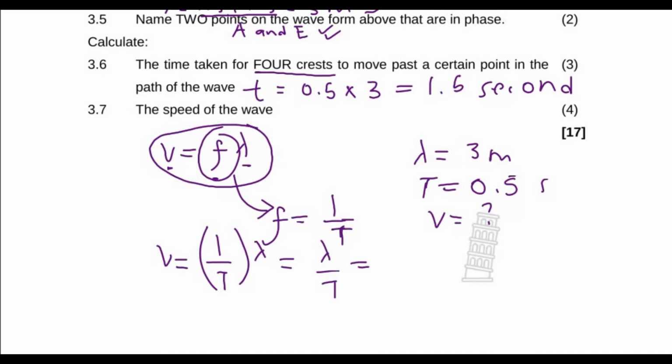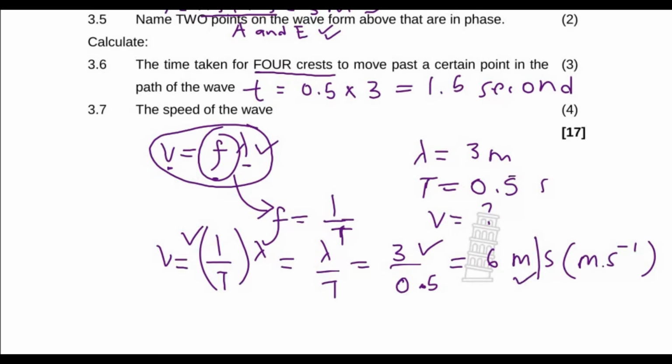What is my wavelength? 3. What is my period? 0.5. So 0.5 is a half, so 3 divided by a half is just going to be 6 meters per second, or somebody might write it as meters dot second minus 1. So you'll get a mark for the formula, then a mark for the correct substitution and the final answer. If you don't get a mark for this stage, you might get 2 marks for the answer, because you wrote both the magnitude and the unit of measurement.